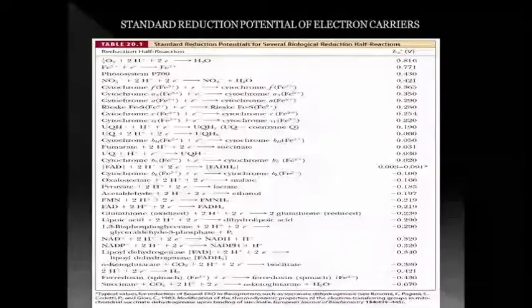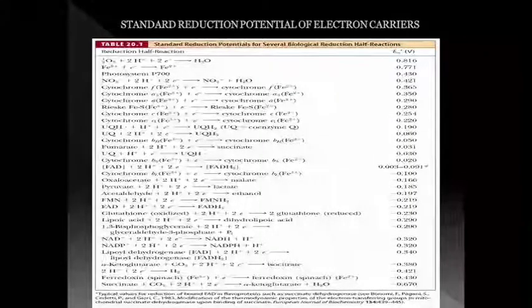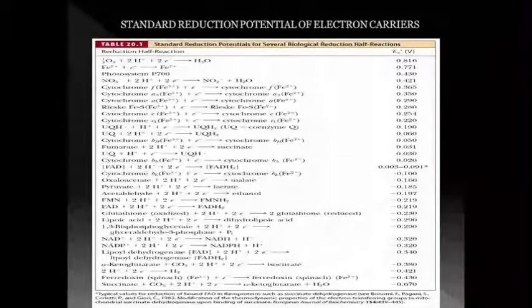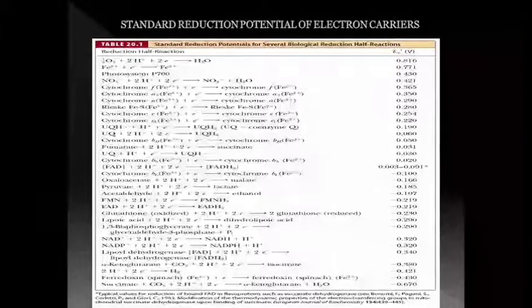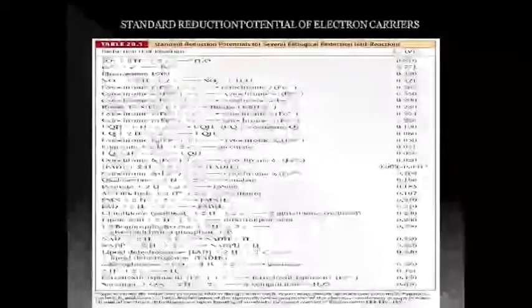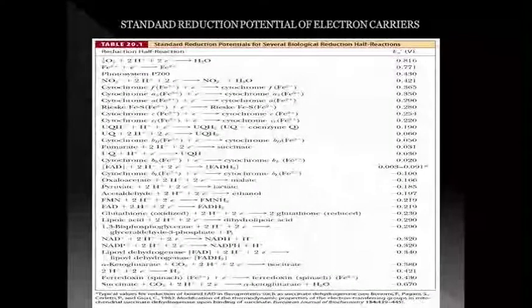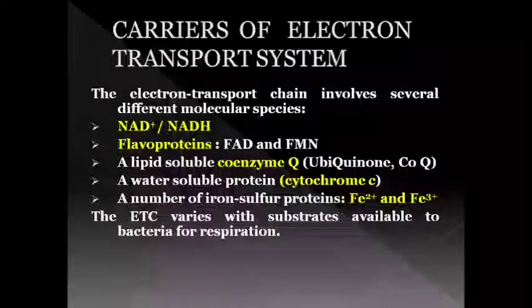So if the list of standard reduction potentials is analyzed, it is very clear that electrons move from reductants at the top to oxidants at the bottom. In the case of NAD plus and NADH, they can donate electrons to many acceptors, even to oxygen, because they have a very negative standard reduction potential.